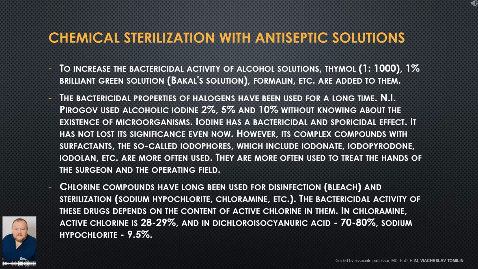Chlorine compounds have long been used for disinfection, bleach, and sterilization: sodium hypochlorite, chloramine, etc. The bactericidal activity of these drugs depends on the content of active chlorine in them. In chloramine, active chlorine is 28 to 29%, in dichloroisocyanuric acid 70 to 80%, and in sodium hypochlorite 9.5%.